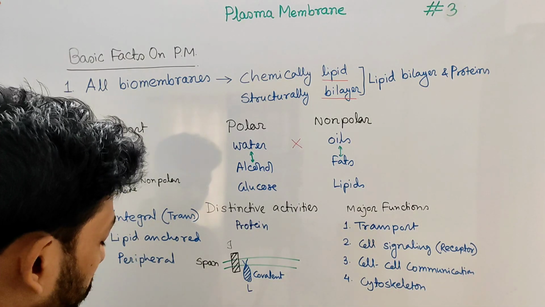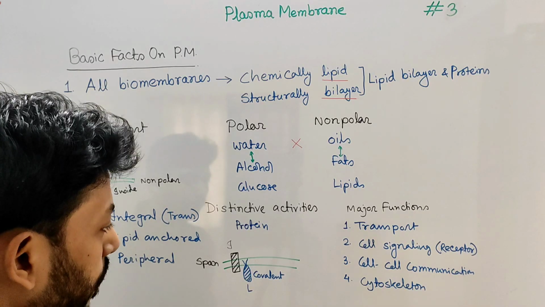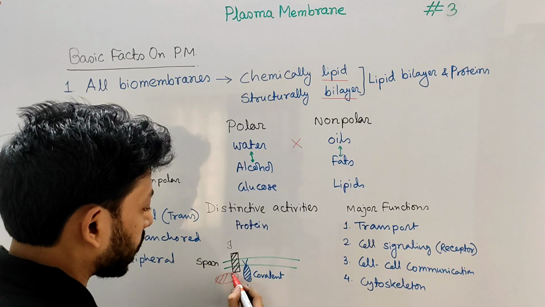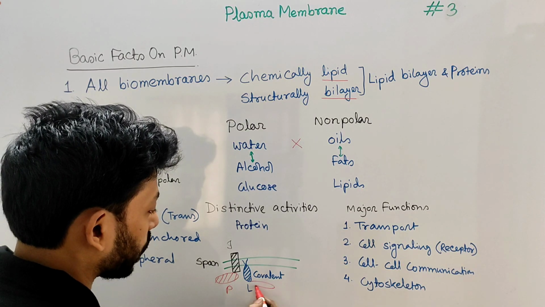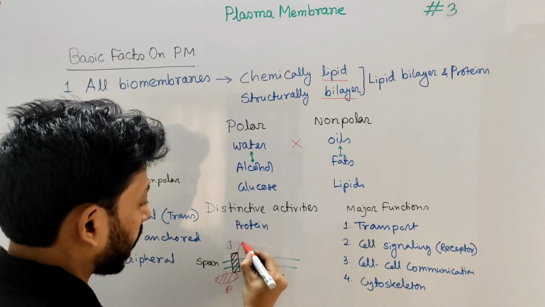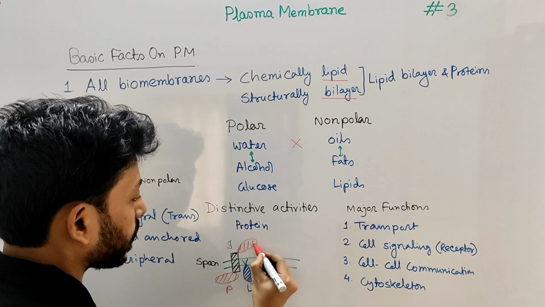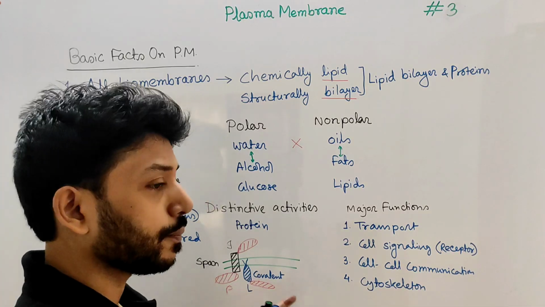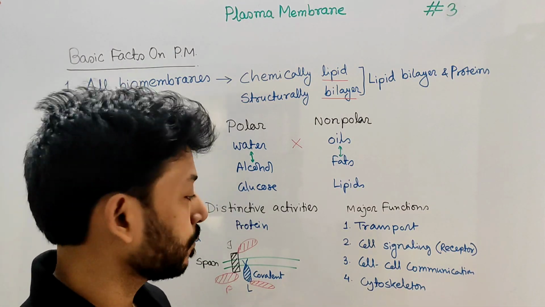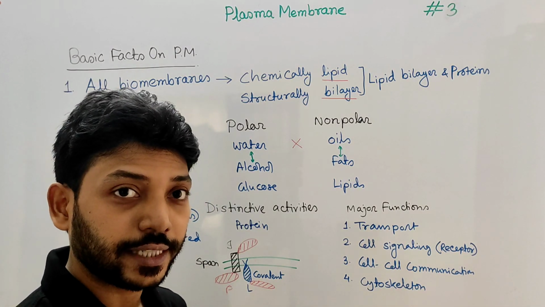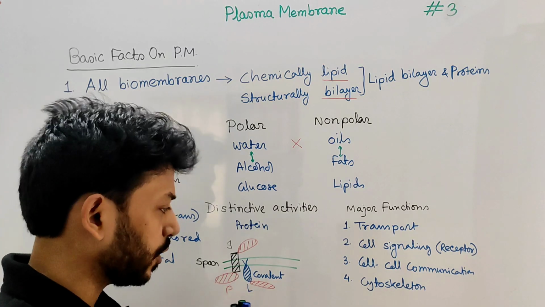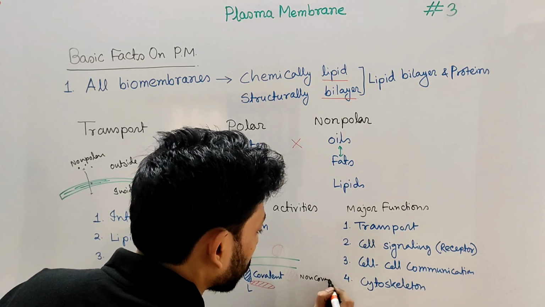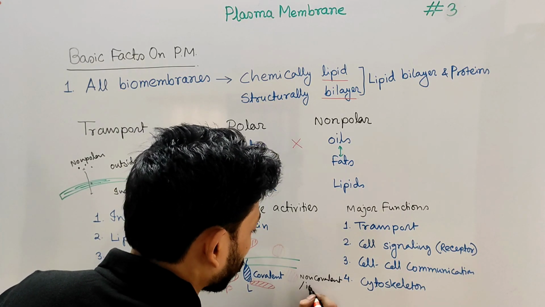Another kind of protein present is the peripheral protein. Peripheral proteins can indirectly bind with integral membrane proteins, or they can bind with lipid anchored proteins. Also, these peripheral membrane proteins can bind with the polar head groups of the lipid molecules, but this interaction is ionic or non-covalent, a very weak interaction.